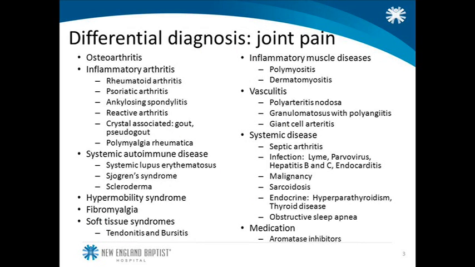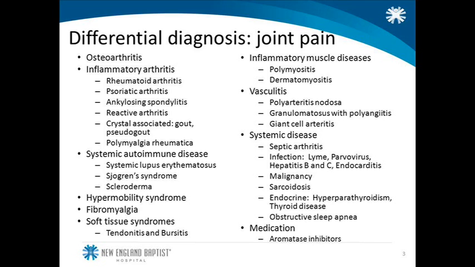The differential diagnosis of joint pain is broad, and this is by no means an all-inclusive list. Osteoarthritis is a common cause of joint pain. Inflammatory arthritis may be due to rheumatoid arthritis. Spondyloarthropathies include psoriatic arthritis, ankylosing spondylitis, and reactive arthritis. Gout and pseudogout are crystal-associated types of arthritis that typically cause episodic, acute, and sometimes severe joint pain. Polymyalgia rheumatica is an inflammatory disorder that tends to occur in older patients.